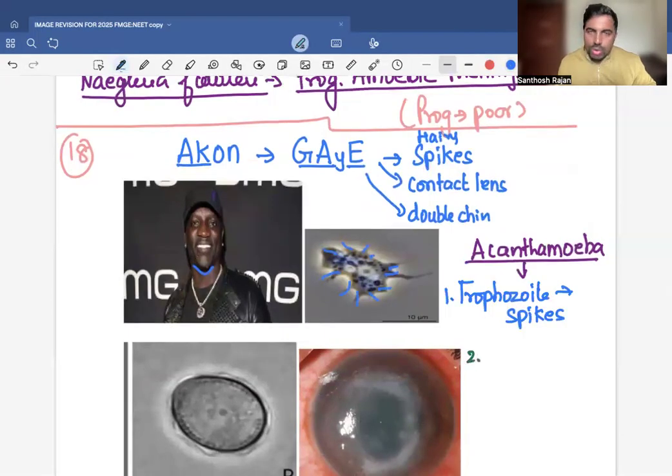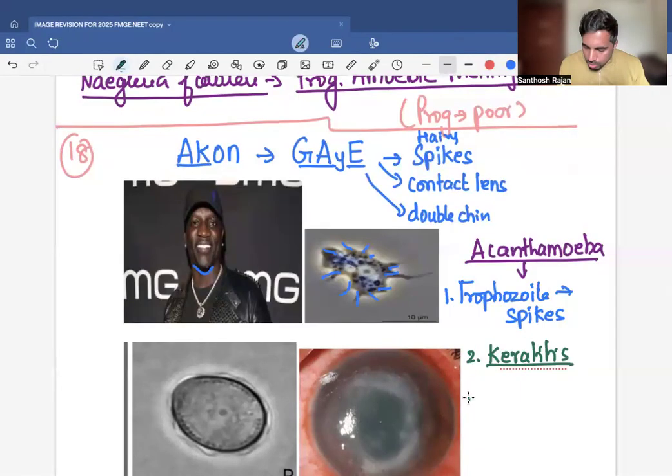Second one, why did I put contact lens? Because keratitis is very common in the contact lens wearer. One more contact lens association is Pseudomonas aeruginosa. That is theory part. I know you guys are already thorough with Pseudomonas aeruginosa, or you can go through my videos I've made before. But here, trophozoite spike and keratitis.